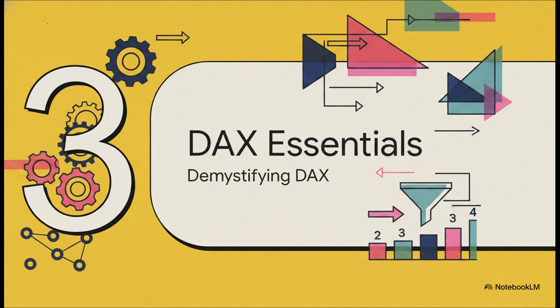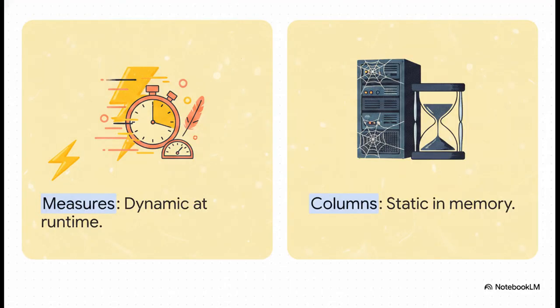This is exactly where context meets calculation. Remember that opening question? Well, here's your answer. If they ask for dynamic aggregations and low memory, you want a measure, definitely not a calculated column. Measures are calculated at runtime, so they respond instantly to slicers and don't bloat your file size. Calculated columns are processed during the data load and sit statically in memory. So for your KPIs and aggregations, measures are 100% the way to go.